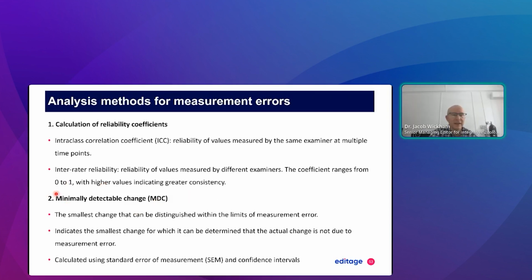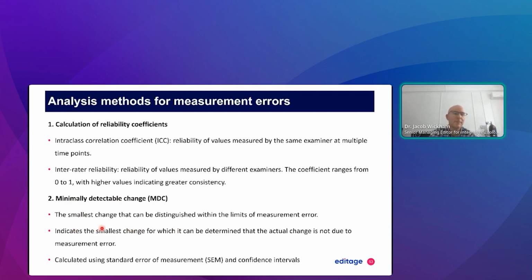Another way to look at measurement errors, you probably all have heard of this in statistics, is the minimally detectable change. Basically, this is the smallest change between a control and a treatment group that can be distinguished within the limits of the measurement error. So each instrument has its own measurement error, and hopefully that is much smaller than the actual variability in your data. So you can actually detect differences between control and treatment groups.